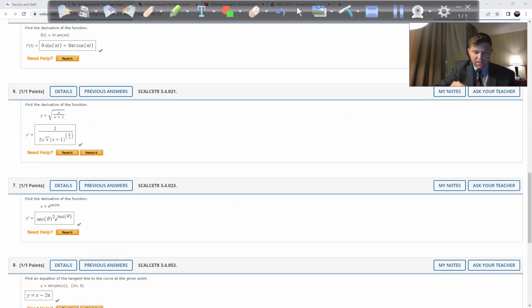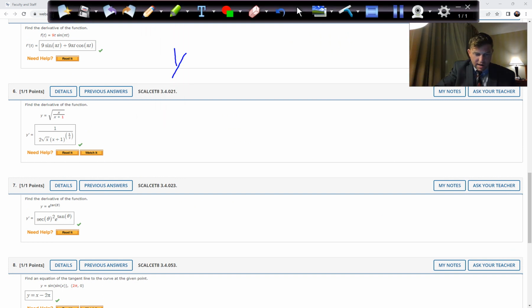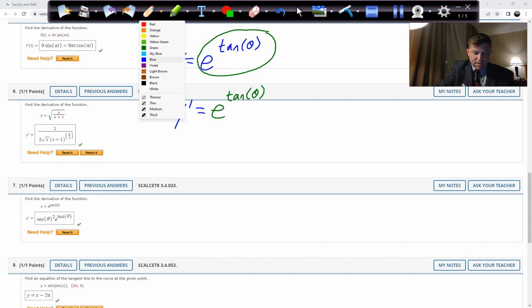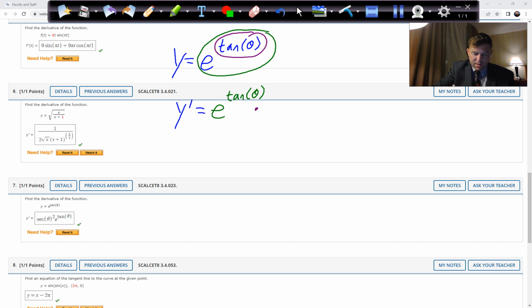Find the derivative of the function. We have y equals e to the tangent of theta. Therefore, y prime will equal the derivative of the outside. Now, the derivative of e to anything is exactly the same thing, so it's just e tangent theta. So nothing changes until I add the inside derivative, so times the derivative of the inside, which is tangent theta, which we saw earlier, the derivative of tangent theta is secant squared theta.